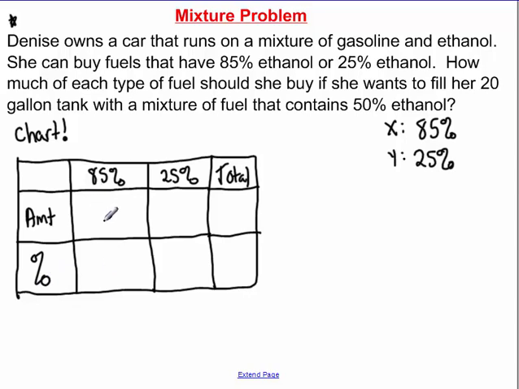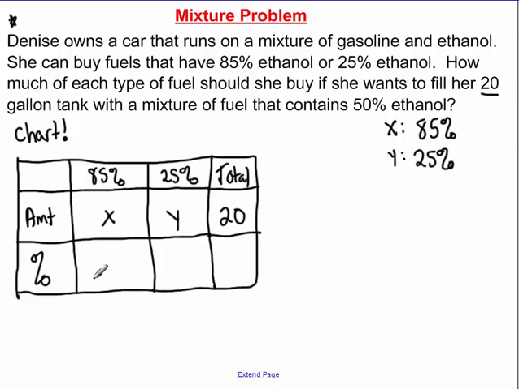Okay, so 85. What's the amount of 85? That's our X. The amount of 25 is our Y. What's the total amount? Go back to your word problem. How many of each type of fuel should she buy if she wants to fill her 20-gallon tank? So the amount of 85 plus the amount of 25 has to equal 20.